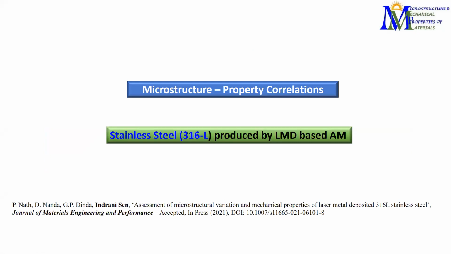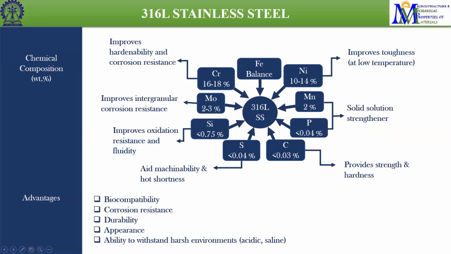So the first one is a 316L steel, very widely used for different kinds of applications, including even biomedical applications. It has higher corrosion resistance, which is why it is preferred in various applications, and especially for biomedical application, even marine applications and so on. It has higher machinability also.